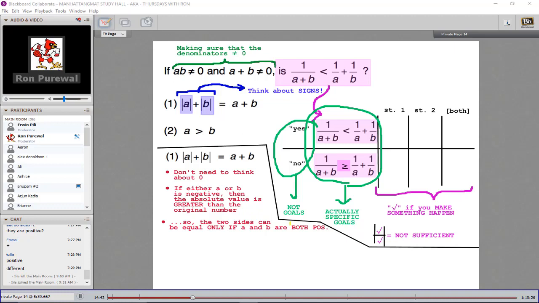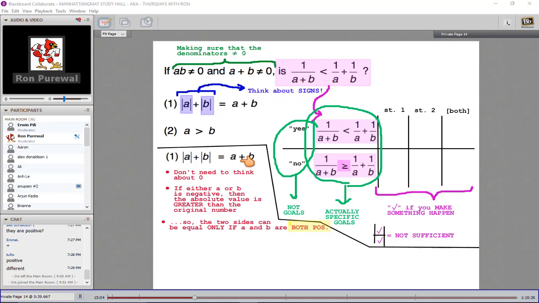You'll see a lot of this in number properties. A lot of what we call number properties in these problems is just them telling you things in ways that are very, very indirect. Like in this case, this is a hugely indirect way of just telling you that A and B are positive.